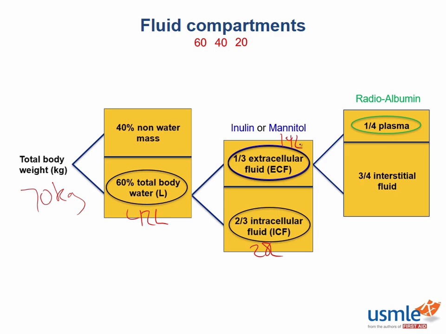Of the ECF, 1/4 of it is plasma volume, and 1/4 of 14 would be about 3.5. And the remaining 3/4, or about 10.5 liters, would be interstitial. Be sure to keep in mind the 60-40-20 rule, and these calculations will flow a lot easier come test day.